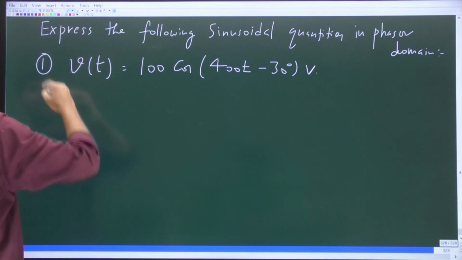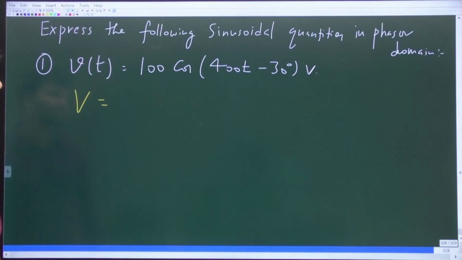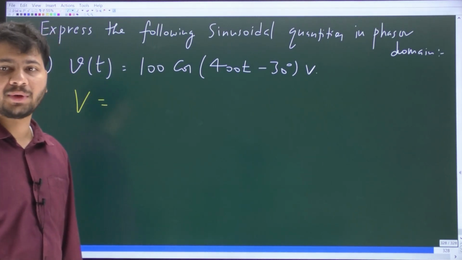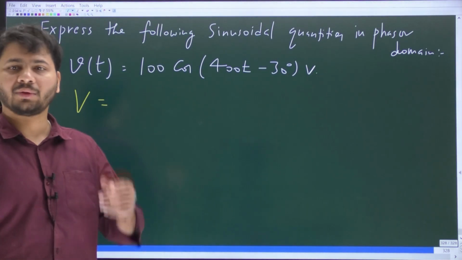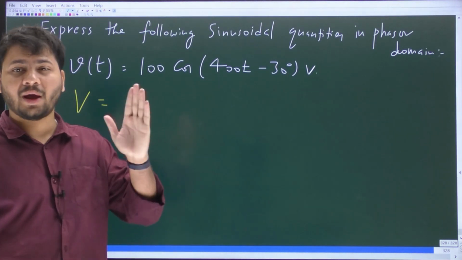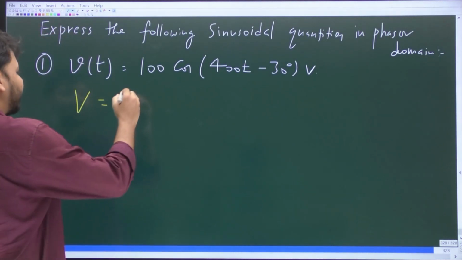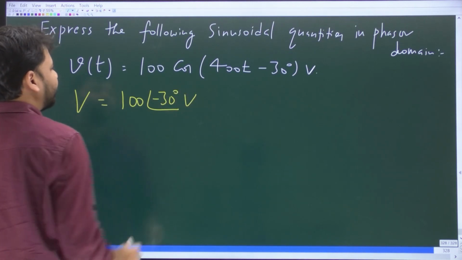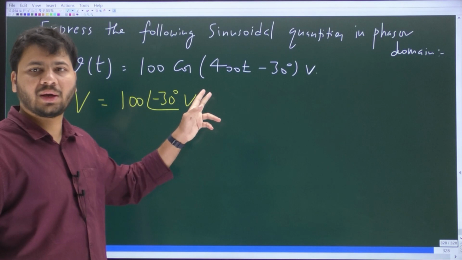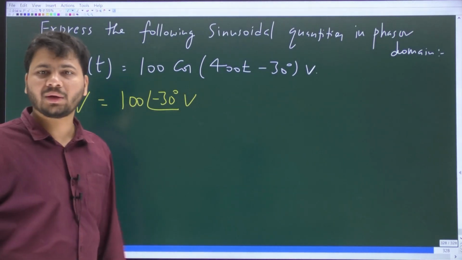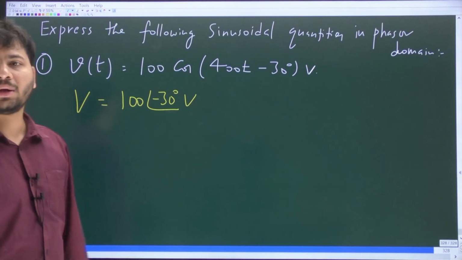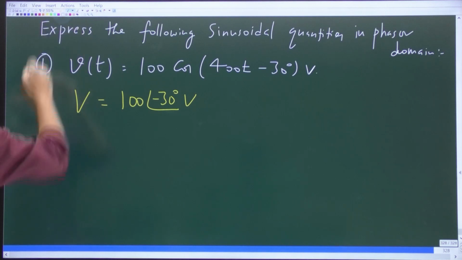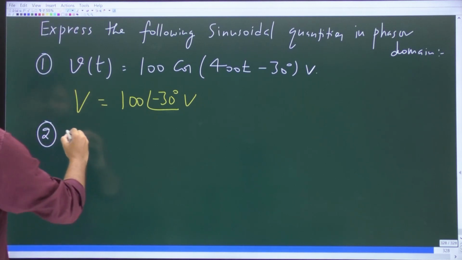First of all, in phasor form, small v of t will become capital V. What is this 100? It is the amplitude. 400 is the frequency, 400 radians per second. And minus 30 degrees is the phase angle. I told you first you write down amplitude followed by phase angle. In this case, it would be 100 at an angle of minus 30 degrees volts. Because this voltage is represented as a cosine function, we just have to leave it like this. If it is sine, you should add an extra factor, which is minus j.